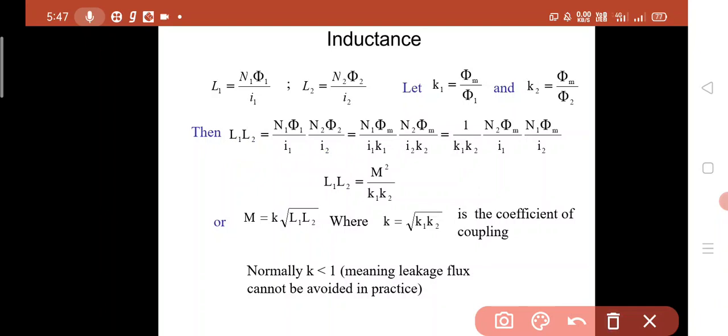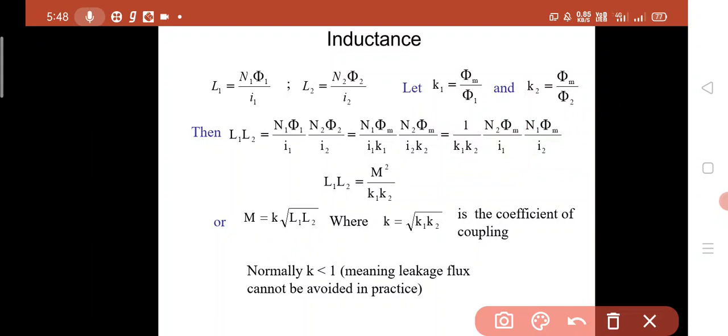So N1 phi M by I2 times K1, and N2 phi M by I1 times K2. We can take 1 by K1 K2 common. So N2 phi M by I1 is the L2, and N1 phi M by I2 is the L1. So L1 L2 is equal to M square by K1 K2. So M is equal to K times the square root of L1 L2.